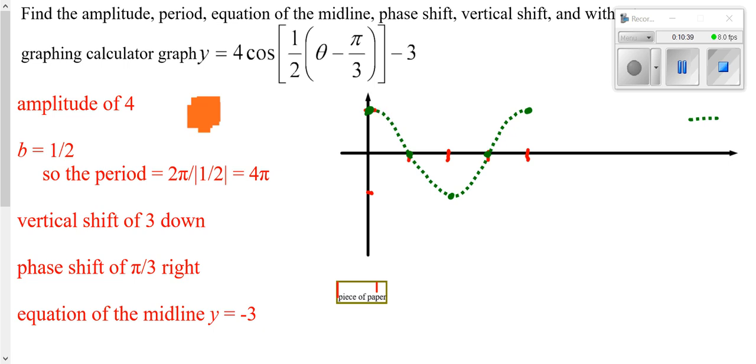Then we'll mark these tick marks. This was up 4 because that's our amplitude. This is down 4. This is our full period, which is 4 pi, which this is 2 pi. So this would be pi right here.